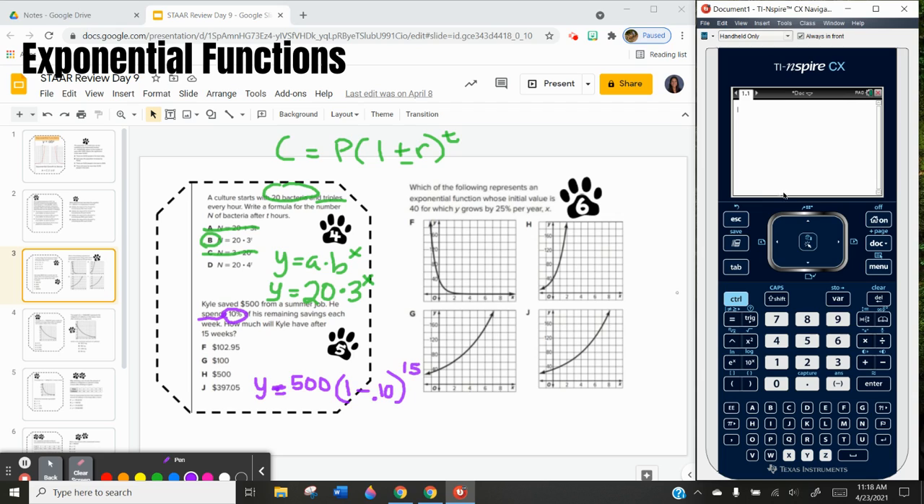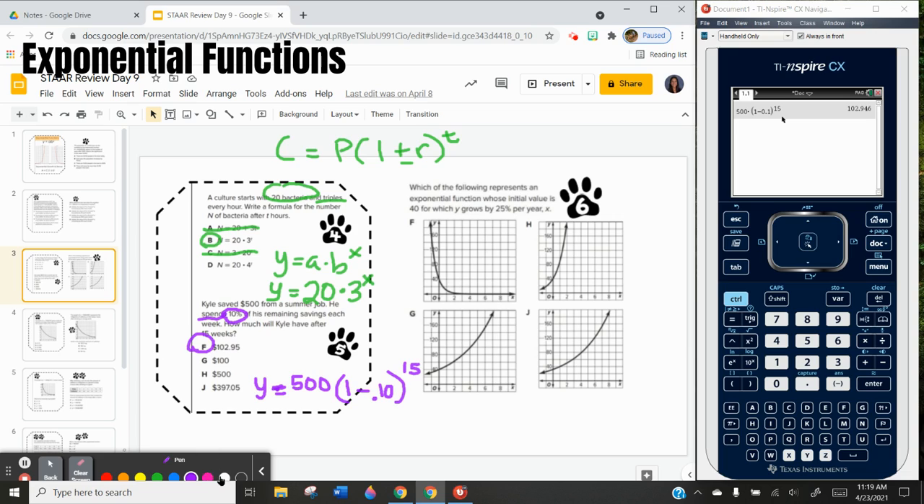So here we have to figure out how much would he have remaining. So we're going to type in our numbers, 500, parentheses, 1 minus 0.1, and then we have to raise it to our time, which is 15 weeks. So after 15 weeks, he'll have $102.95. So here, the answer is going to be F.